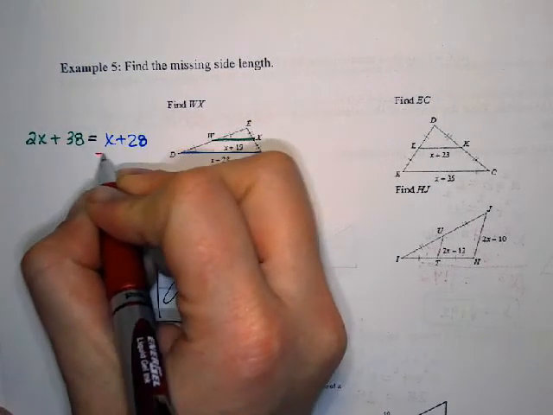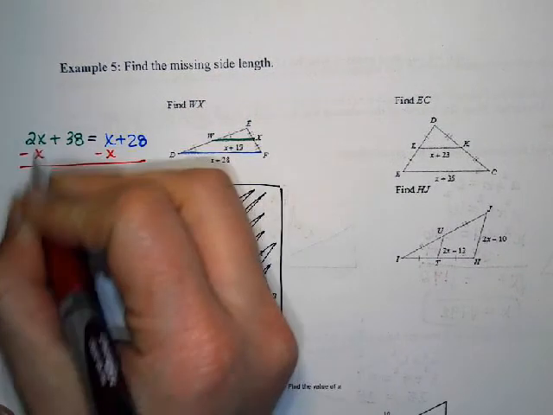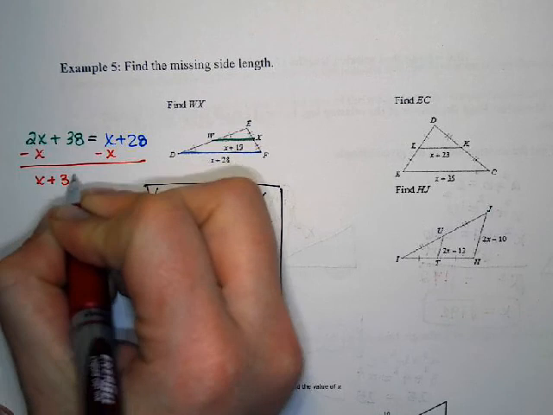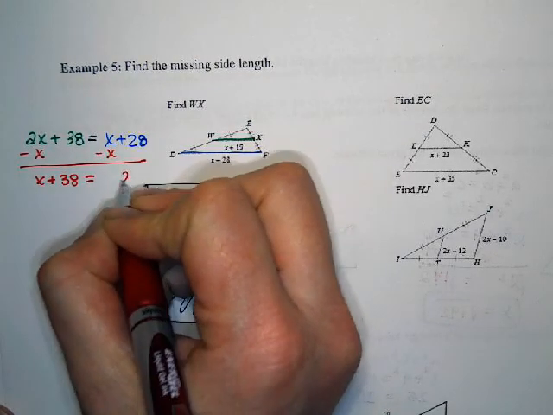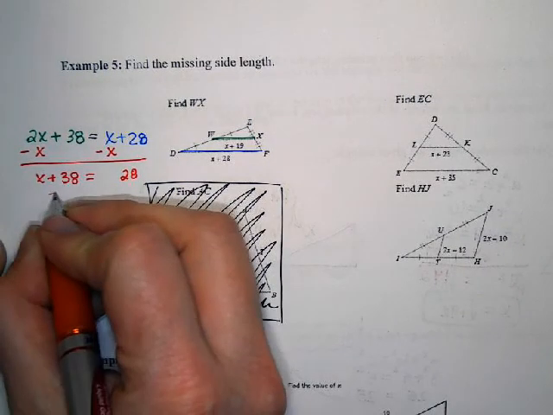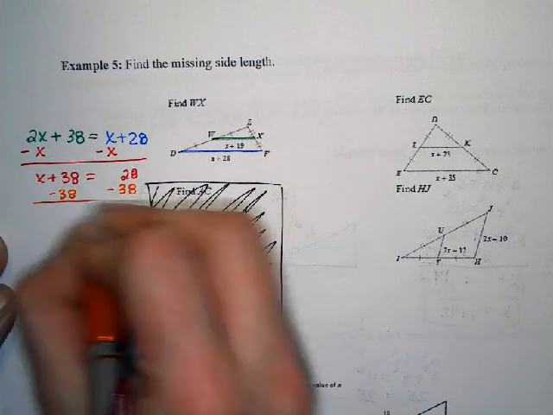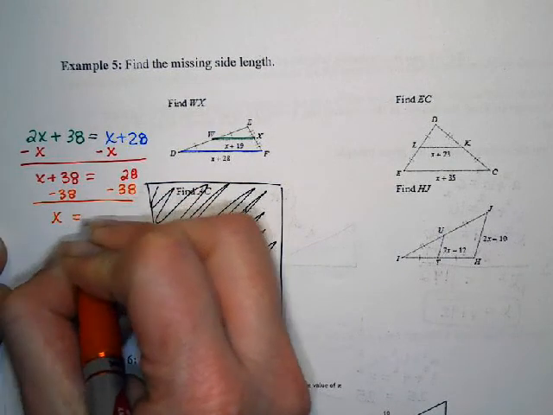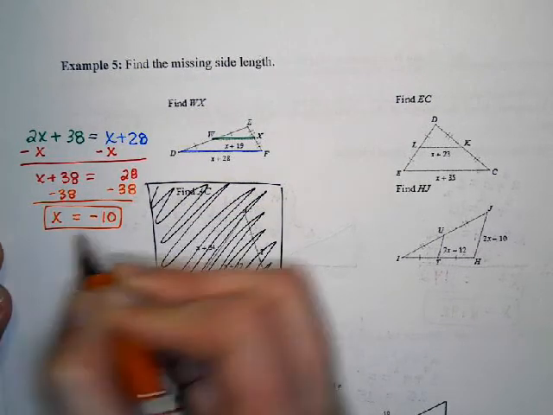Alright, we're going to solve. I'm going to subtract this x. That would give me 1x plus 38 equals 28, minus the 38, and it says that x is a negative 10.